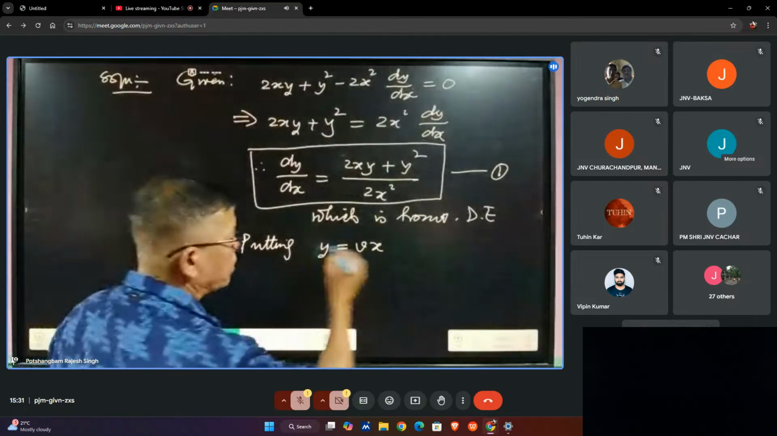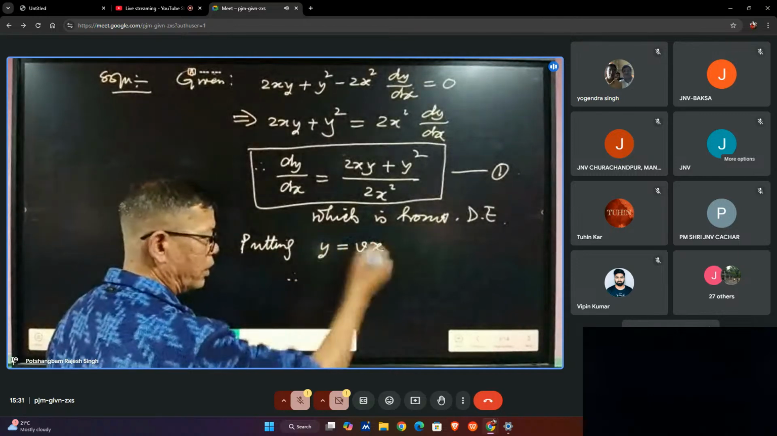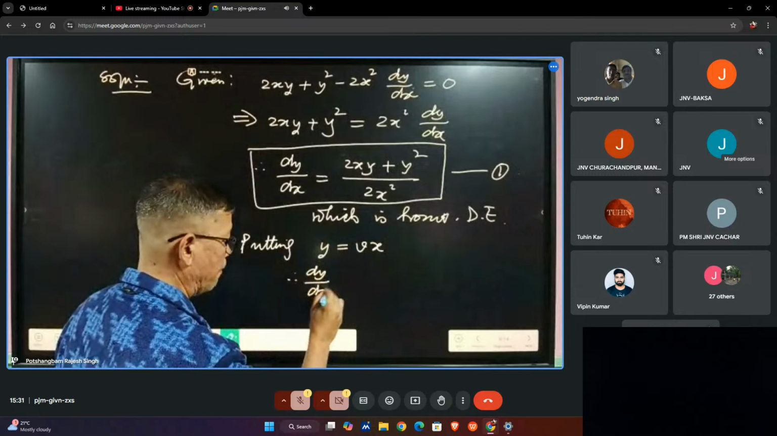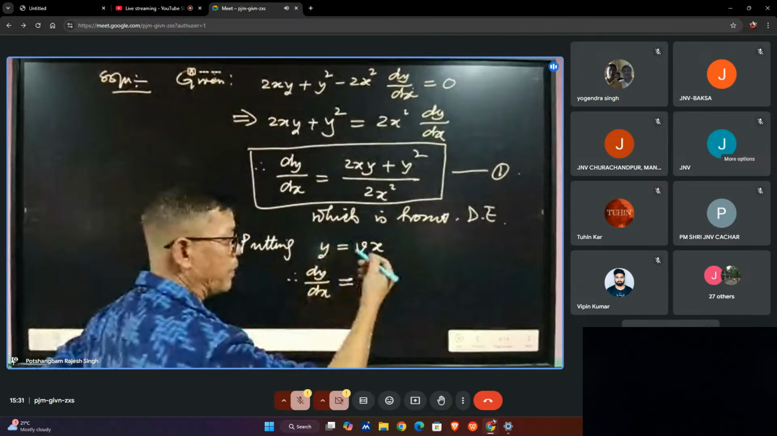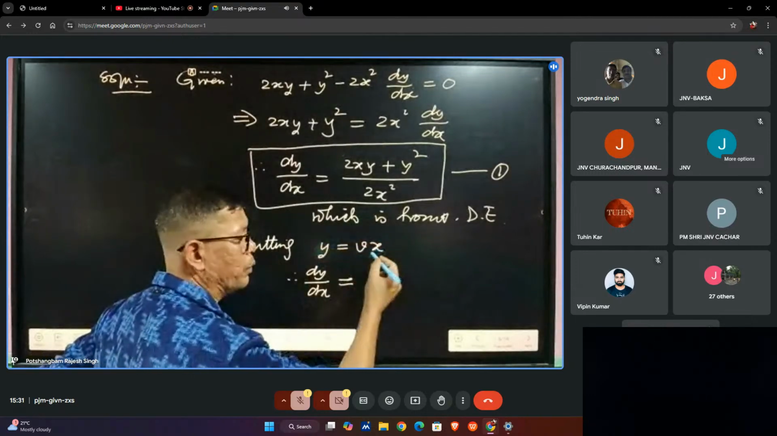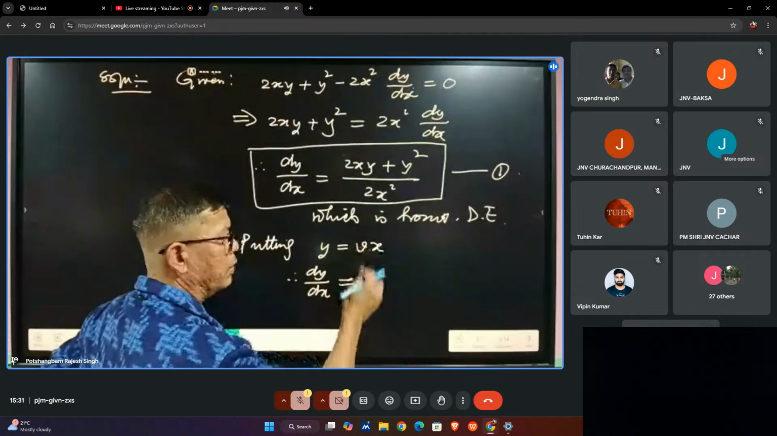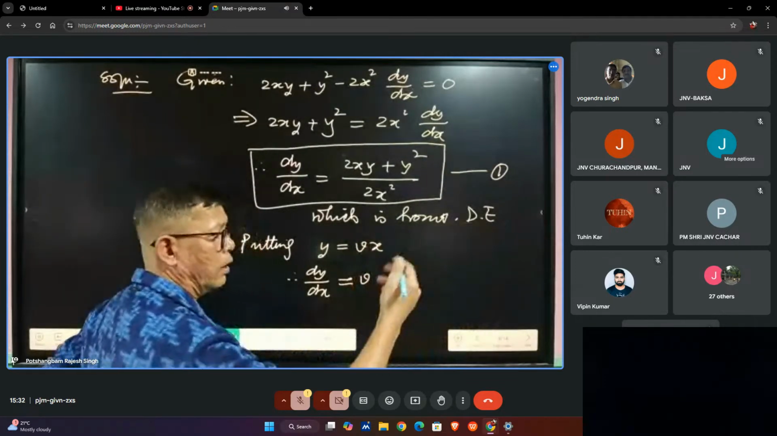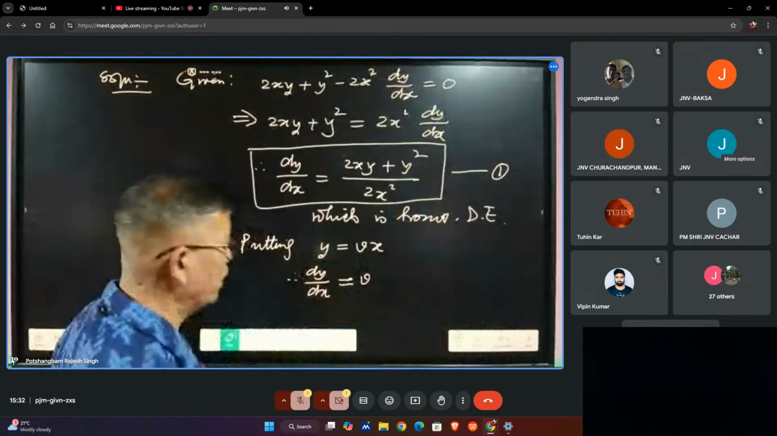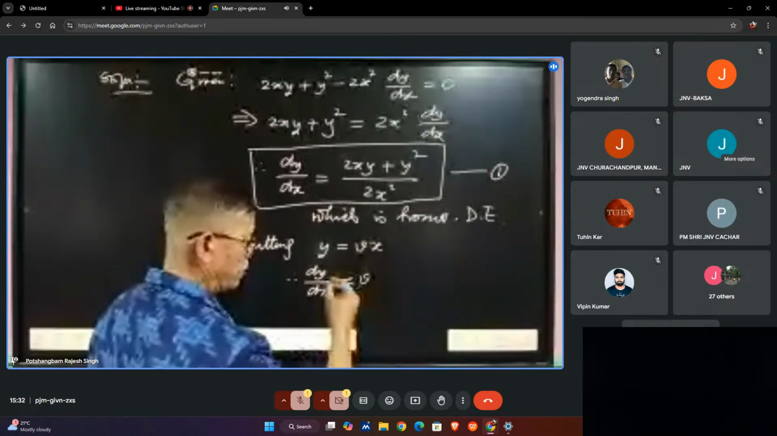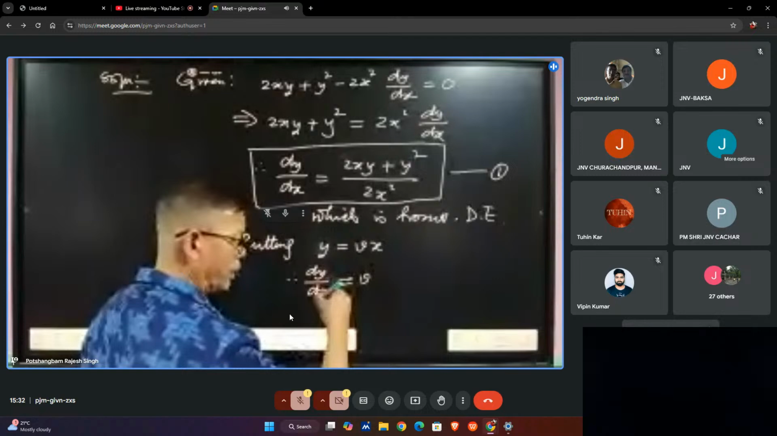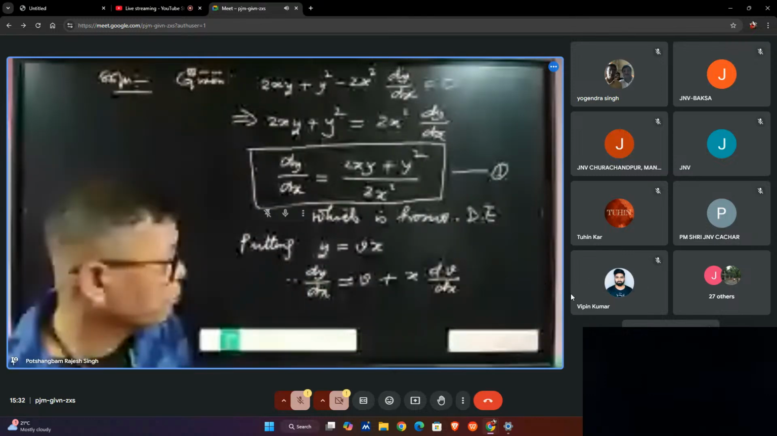And then this needs to be differentiated with respect to x, so the derivative dy by dx is taken. On the right hand side, use the product rule: first function v times the derivative of the second function x with respect to x, which is 1, plus the second function x times the derivative of the first, which is dv by dx.